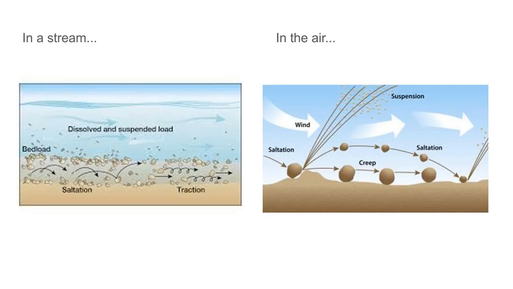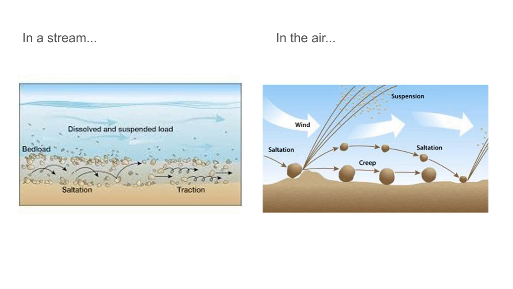Here's an image that describes those different terms. On the left side, you can see what happens in a stream. You have the bed load. We're going to use the term load whenever we're talking about sediments within water or air. It's kind of what it's carrying. So we've got the bed load, which is the bigger particles that are bouncing along the bottom of the stream. This term, traction, is the ones that aren't going to bounce. They're too big, so they just slide along here.